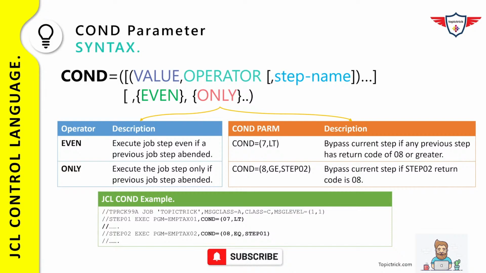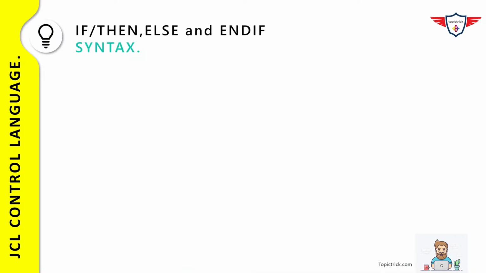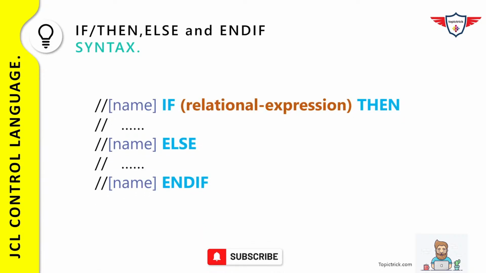But because it is awkward and confusing for the programmers, the later version of the operating system added 3 JCL statements that work together for the purpose of conditional processing. And these statements are IF THEN, ELSE, and ENDIF. Now let's try to understand how you can use IF THEN ELSE statement to process job steps conditionally.